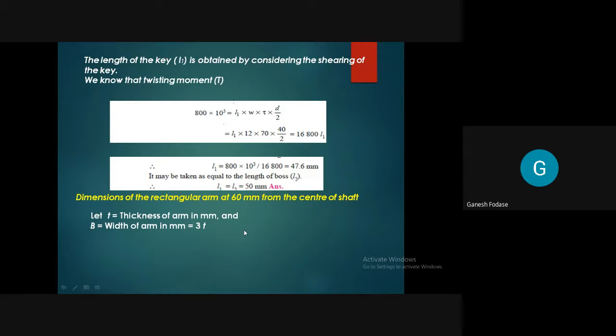Okay, so we need to find T and B. B is the width, and we need to find T. Which kind of stress will be there, which kind of force will be there, which kind of failure is there? Can anyone tell me how to find the dimension of the arm? Sir, bending stress, so tensile bending stress. Tensile or bending stress, or tensile and bending stress at a time? It will be something different.